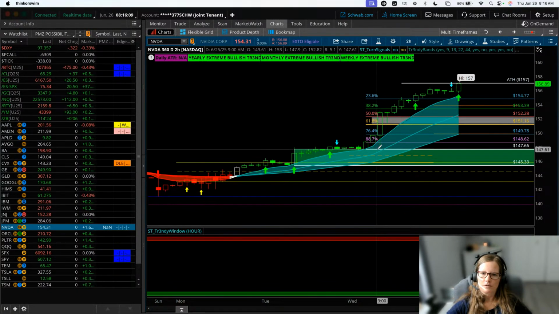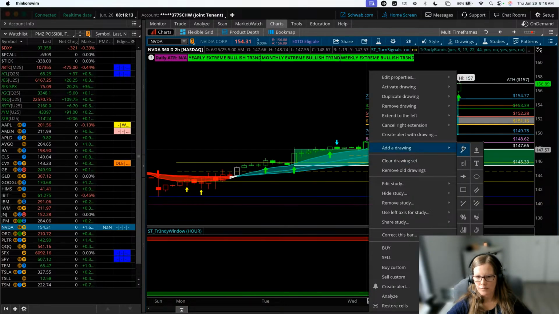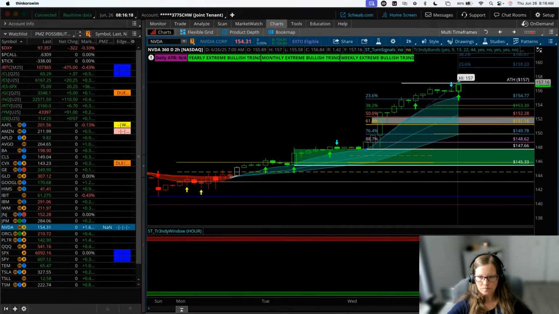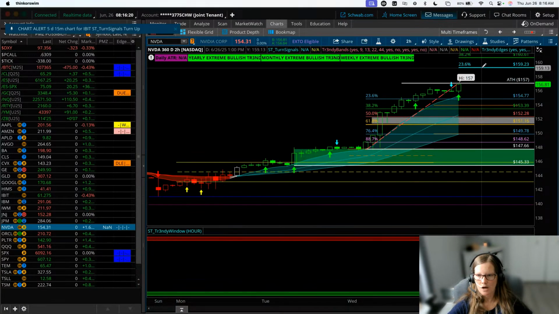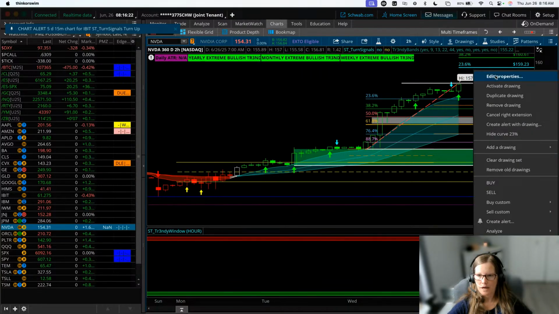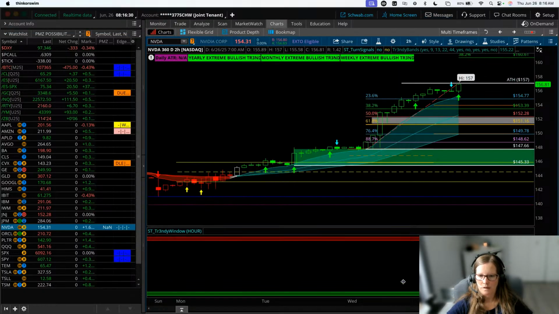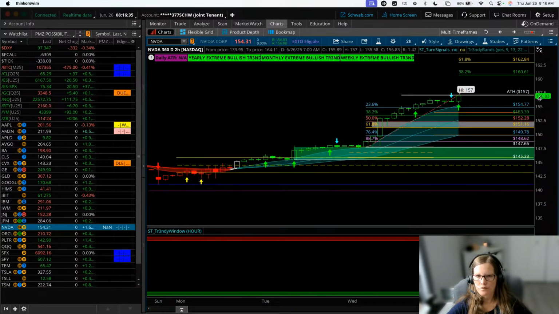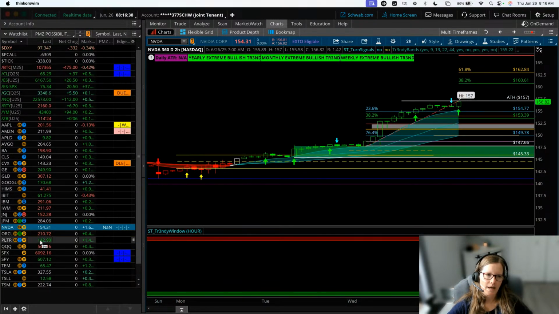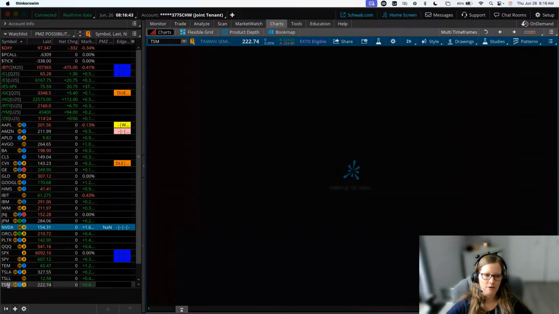So for those extension levels, I'm just going to go from where this up move began yesterday up to the current high, throw those extension levels on there, and then use the 38.2, the 618 extension, and the 100. All right. So that's given me some additional targets to the upside for NVIDIA. And I like NVIDIA to focus on more than Broadcom. So I've narrowed that down.